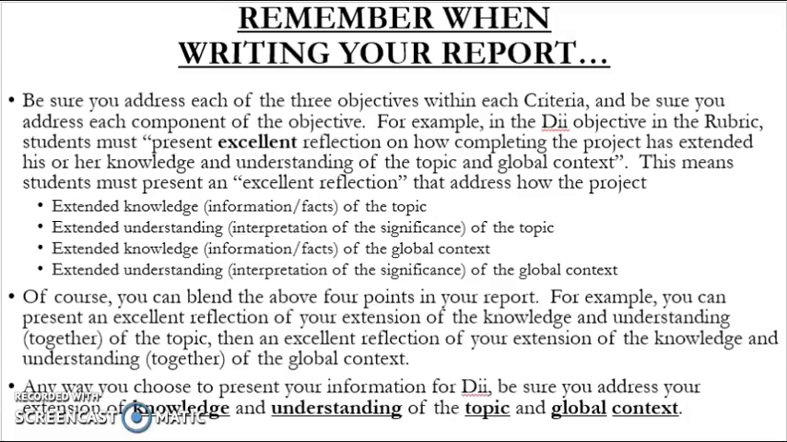For example, I've chosen D2 on the rubric to demonstrate one more time what that means. Students are to present an excellent reflection on how completing the project has extended his or her knowledge and understanding of the topic and global context. If you can do that, then you have a good chance of scoring a 7 or an 8 for criterion D. But how do you go about doing that?